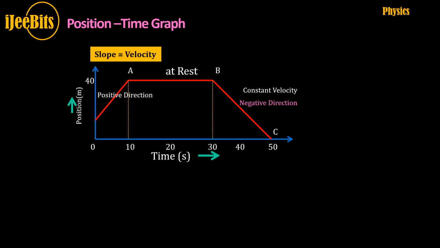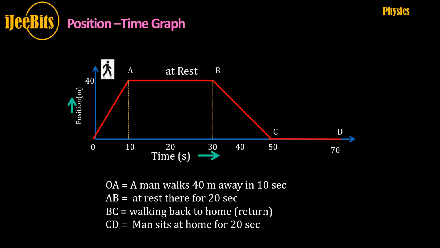I hope you are clear. Let's look at the next problem. Let's look at this graph. This is again a position-time graph, but you have to interpret it, try to understand what each transition means. We have 0 to A, A to B, B to C, C to D.